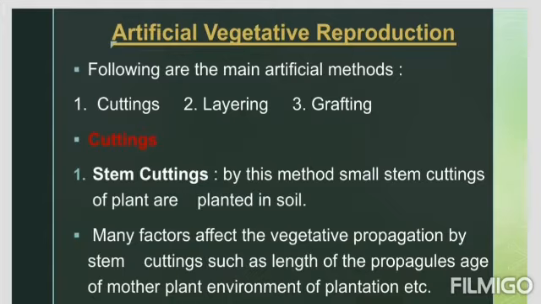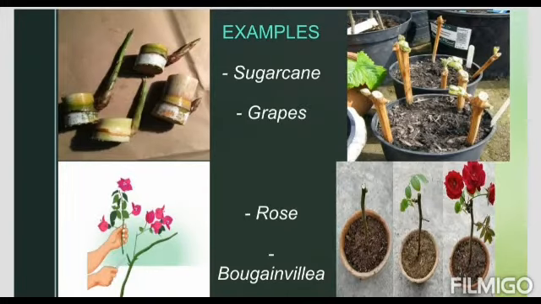Let's understand how a stem can regenerate a new plant by cutting. In this technique, a part of a plant, typically a stem or a leaf, is cut off and planted. Adventitious roots develop from that cutting and a new plant forms. Cutting stem and growing a new plant through stem is commonly done in sugarcane, rose, grapes, and bougainvillea. The picture shows these examples.